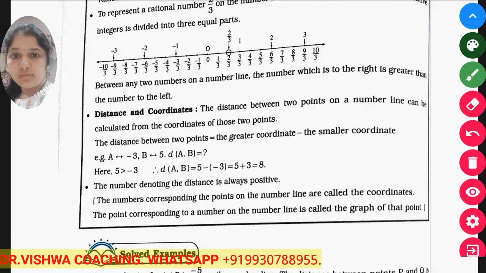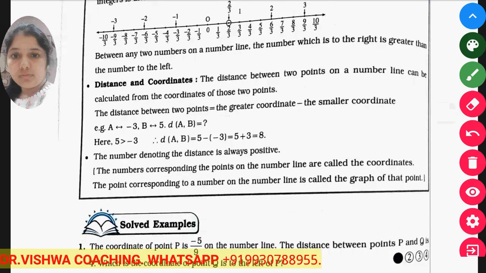Now between any two numbers on the number line, the number which is on the right side is greater than the number which is on the left side. Keep in mind, this holds even to the left of 0. So -2 by 3 is greater than -7 by 3. The number which is on the right side is greater than the number which is on the left side.